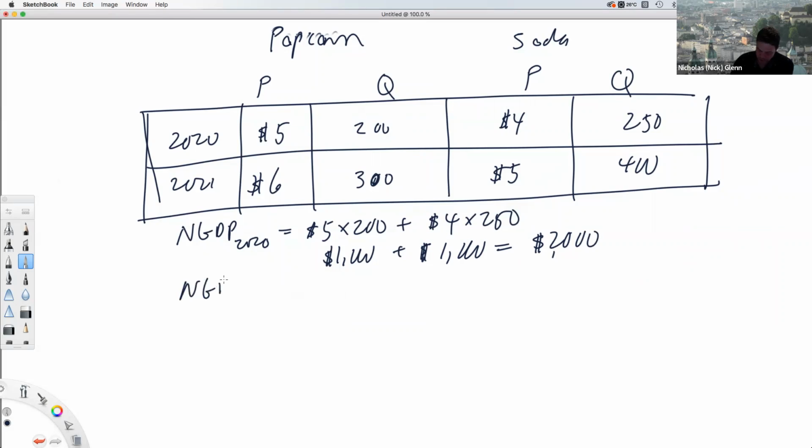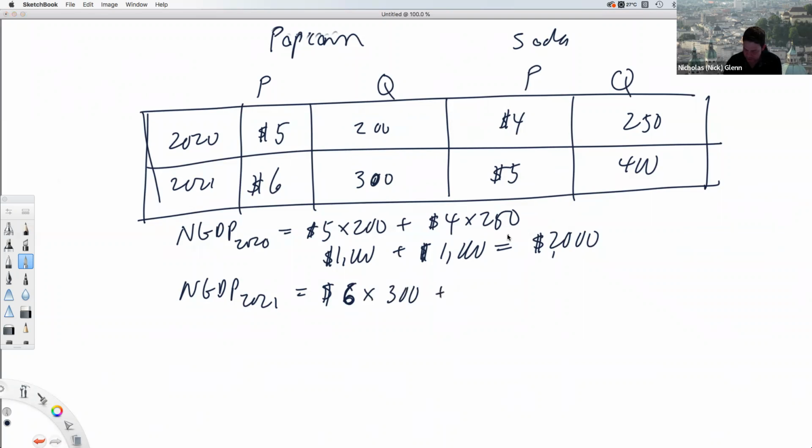What about the nominal GDP in 2021? Well, popcorn went up to $6. Remember, nominal GDP uses the prices of that year. If the price changes, you still keep using that same price. There's not any correction for inflation. It's just the total dollar amount for that year. Right? So $6 times 300.